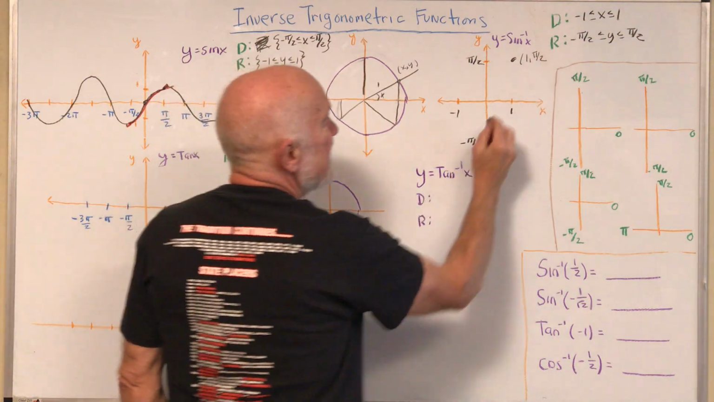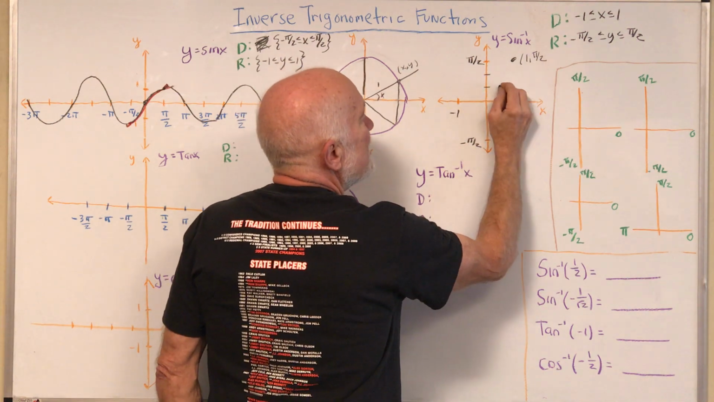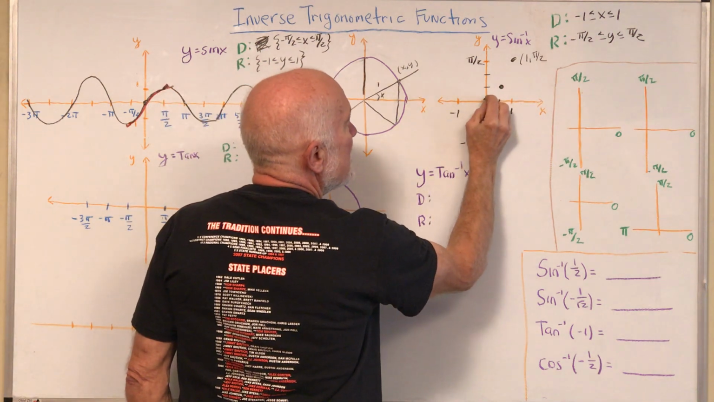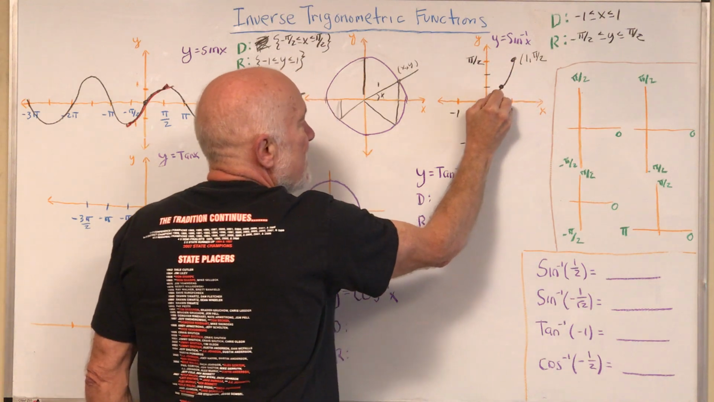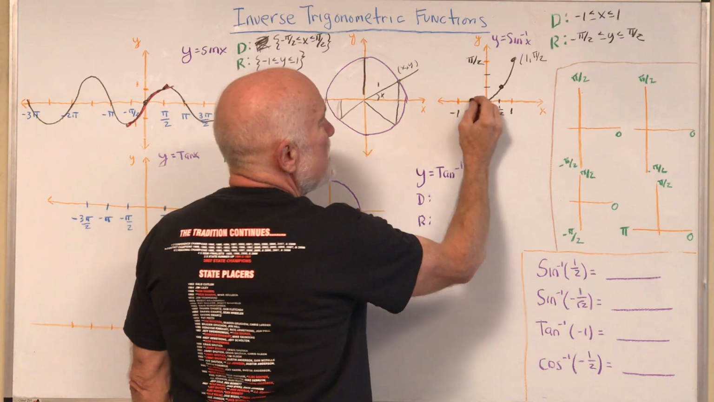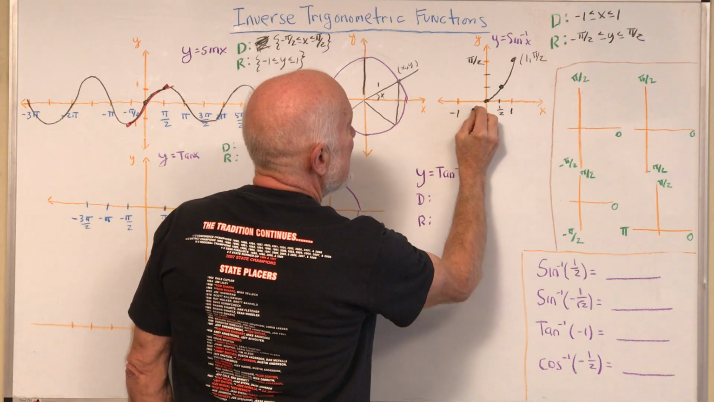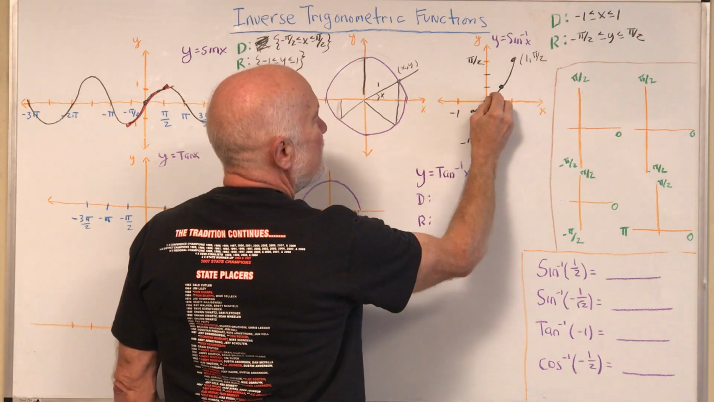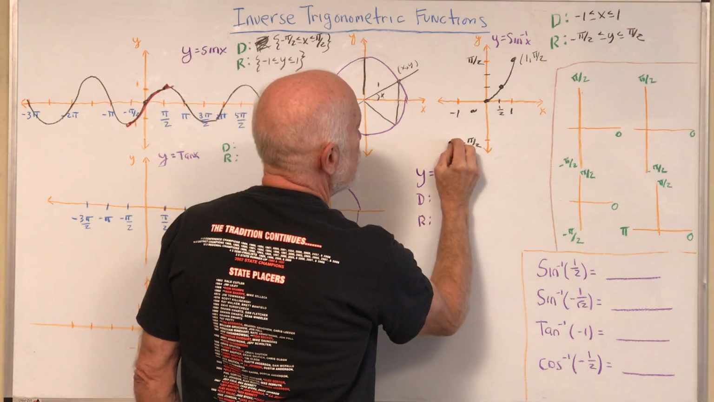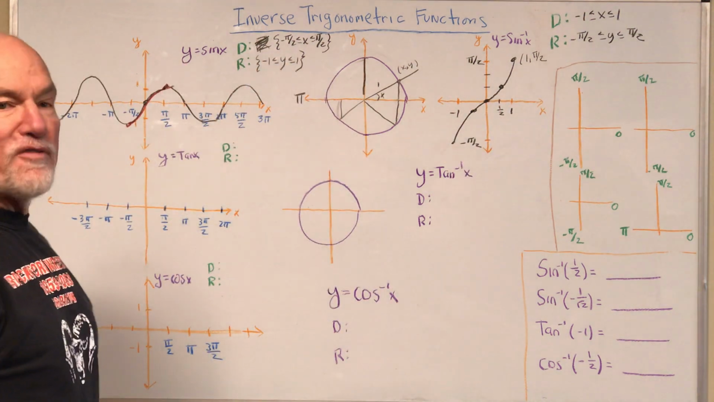The angle whose sine is 1/2 is pi over 6. And the angle whose sine is 0 is 0. So you get there. The angle whose sine is negative 1/2 would be negative pi over 6. So that would be down here at negative 1/2. And the angle whose sine is negative 1 would be negative pi over 2. So there would be the graph of the inverse sine function.